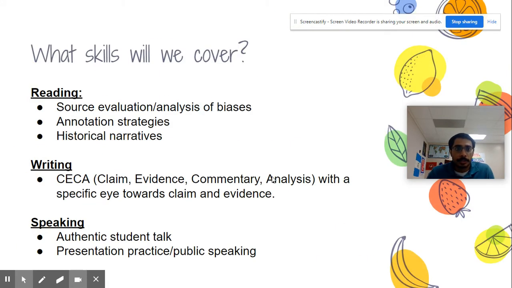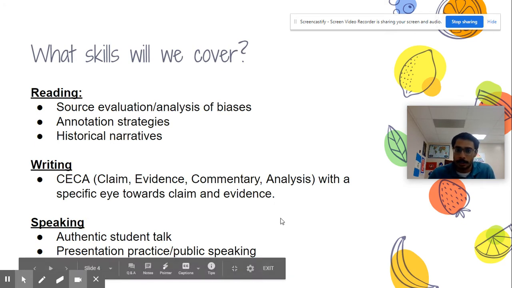Skills that we're going to cover, we'll be talking about and focusing on sourcing. Annotation strategies will be the main focus of our first unit. Historical narratives. When we're talking about writing, we'll develop essays that have paragraphs that focus on claim, evidence, commentary, and analysis. And then for speaking, it'll be focused on authentic student talk, so conversations that students have with each other, and presentations.